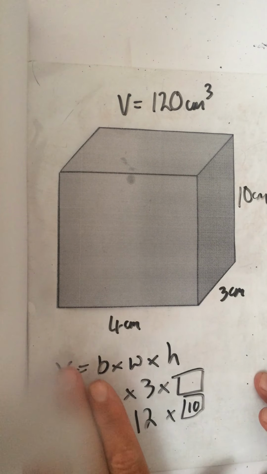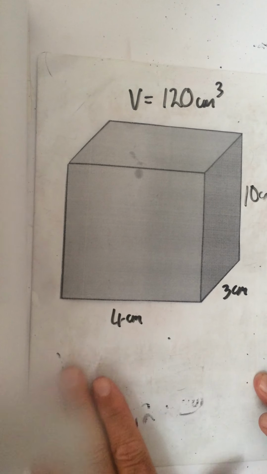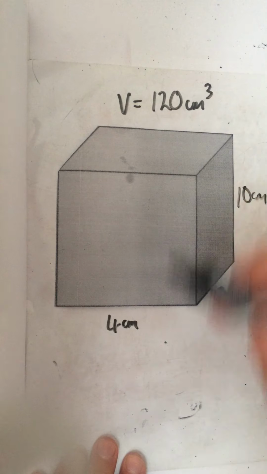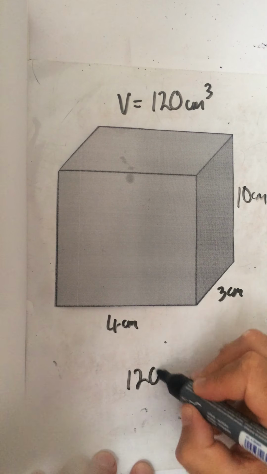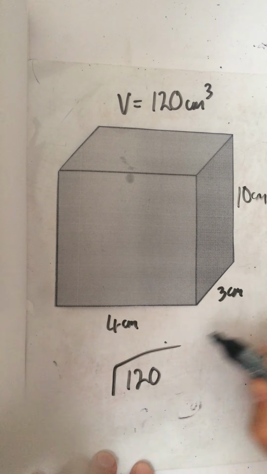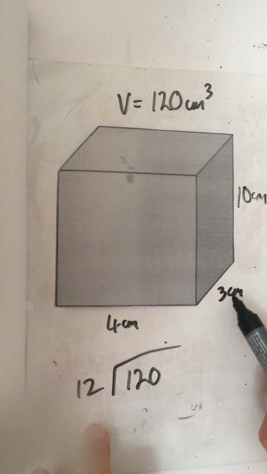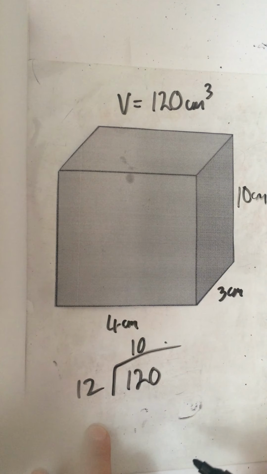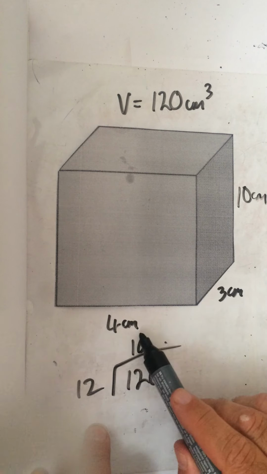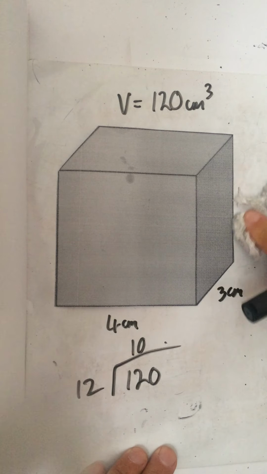When you get to the harder ones, what you can do is this. I know the volume is 120, and 4 times 3 is 12. So I multiply these together and then divide the volume by the answer, and that will also give me 10. Let's have a look at the next one.